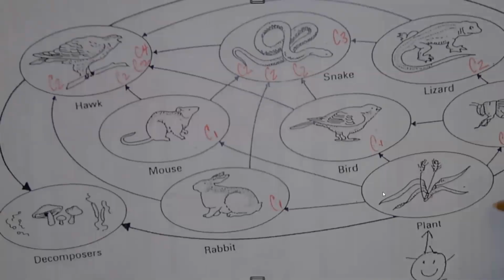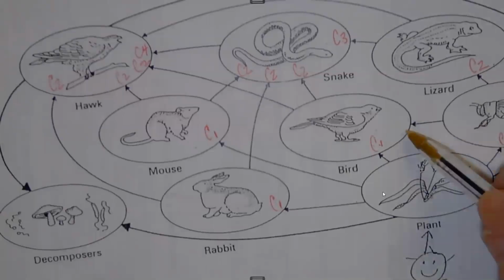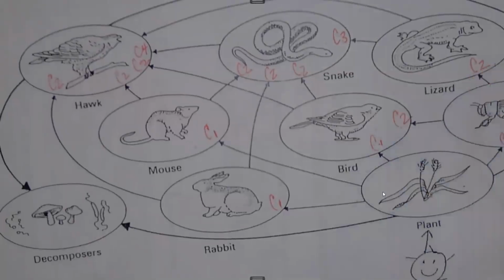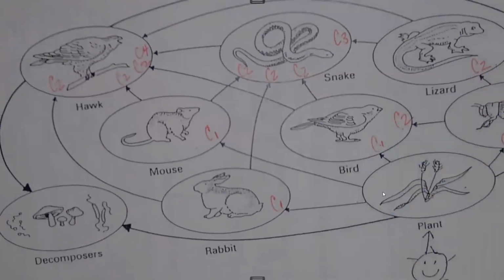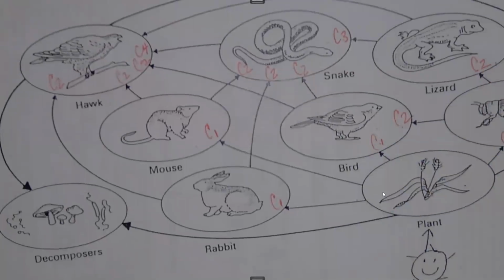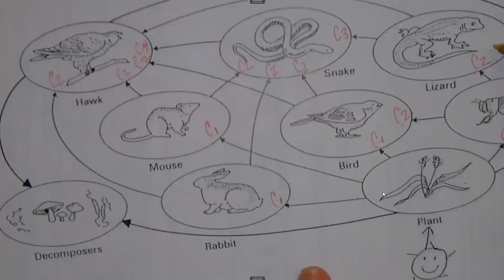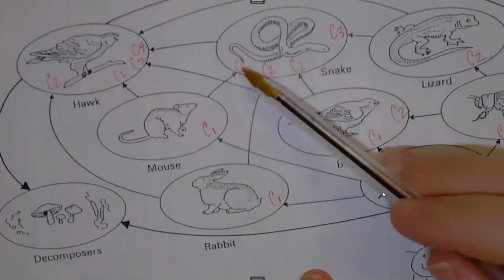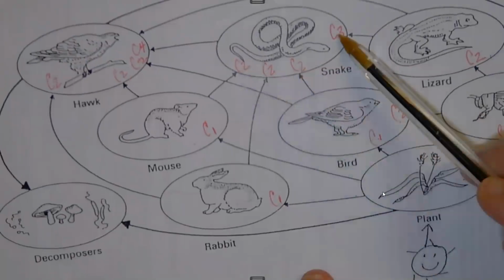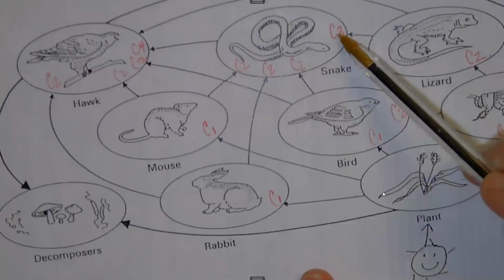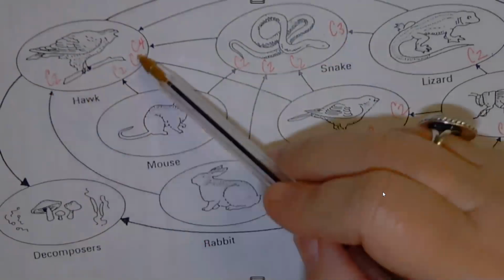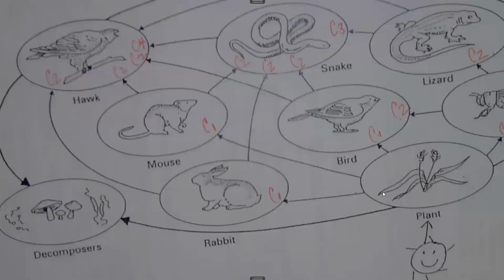Let's see, what other arrows do we have? We got this one right here with the bird. What would that one be? A C2 again, a lot of C2s. So you can see some animals are at different trophic levels. This snake can either be at the second trophic level with the C2s, or he can also, depending on where he goes, be a C3. Same thing for this hawk. A lot of C2s, but then he can also be a C4. Did we leave anything out?